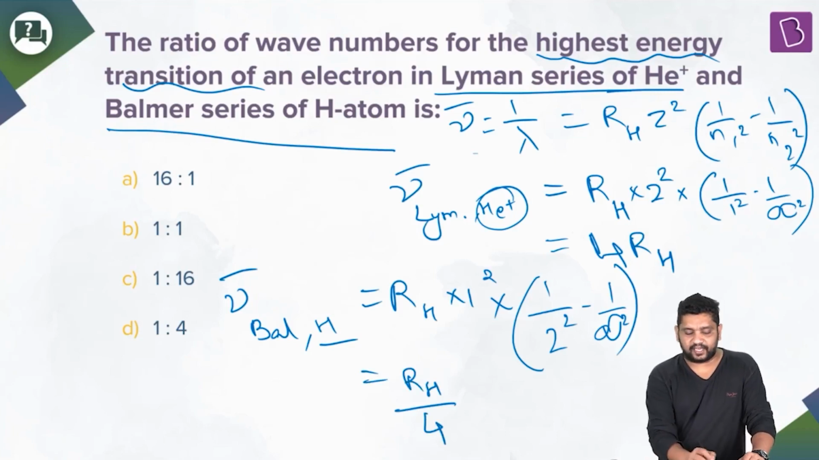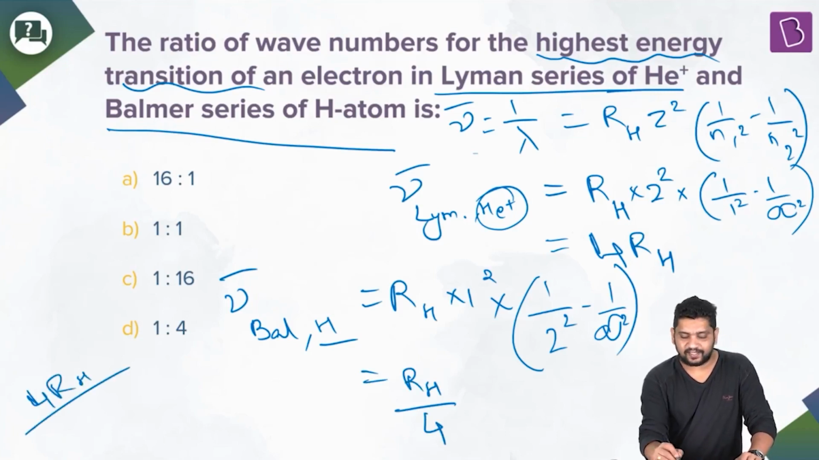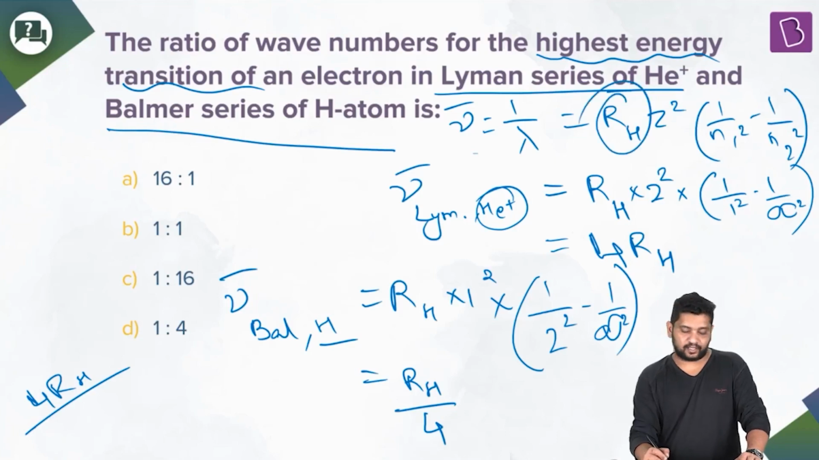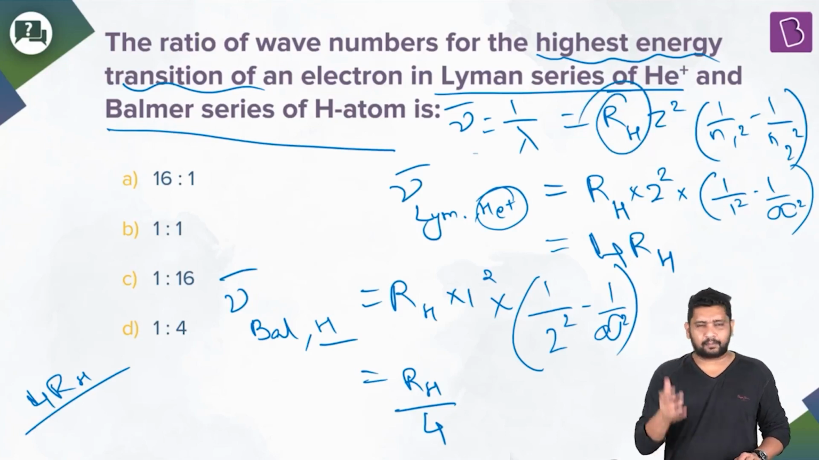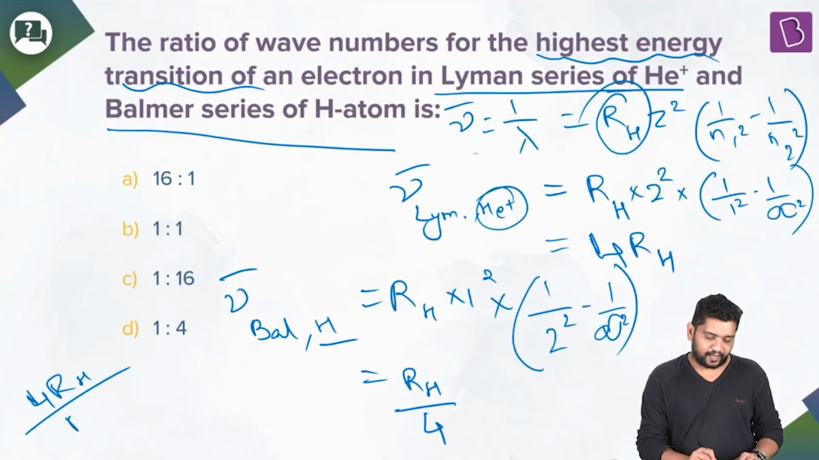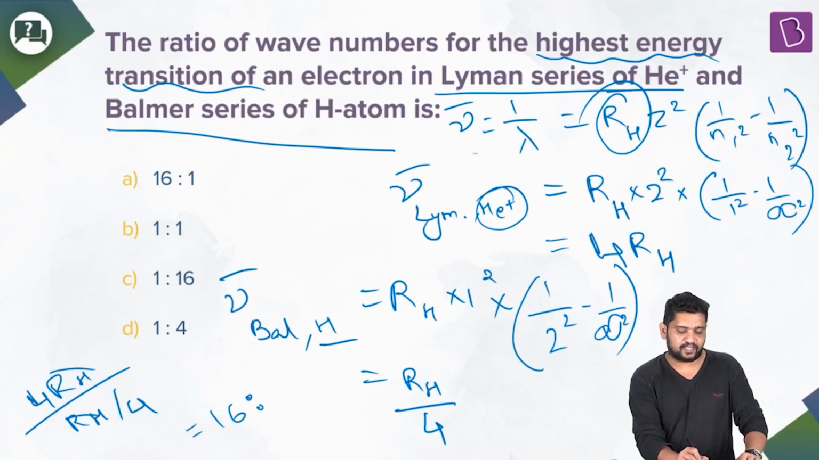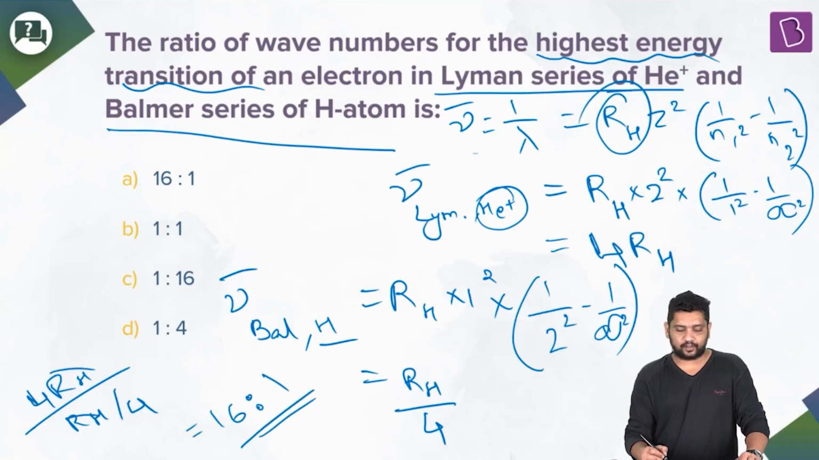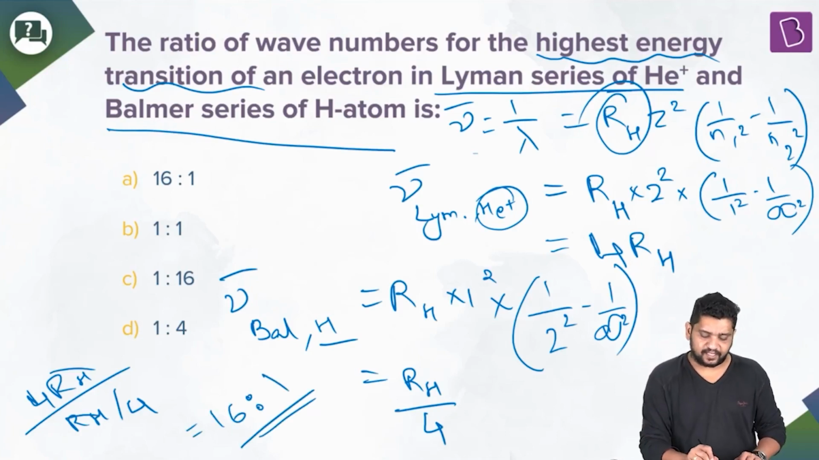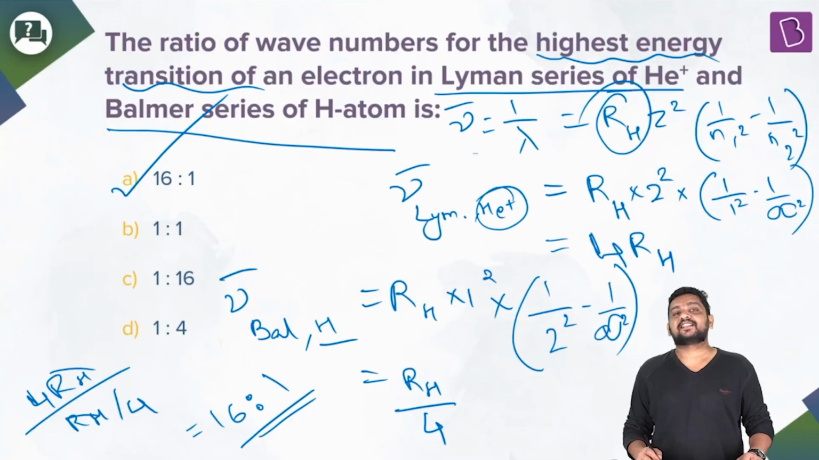So if I take the ratio of these, what am I going to get? 4RH divided by RH by 4. RH is your Rydberg constant, roughly 1.1 into 10 to the power 7 per meter. So RH will cancel, and the 4 will go to the numerator. I'm going to get 16:1 as the ratio. Looking at the options, we can see that the correct answer is A, 16:1.